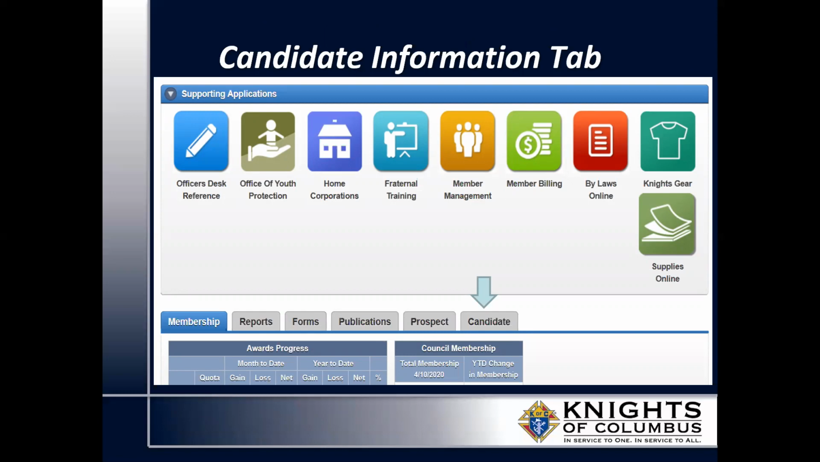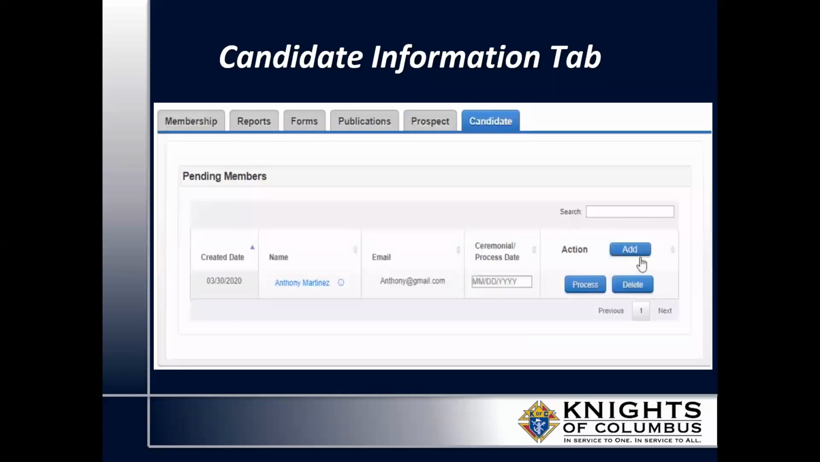So after you sign in to member management, Officers Online, you scroll down the page and you will see a tab titled Candidates. So right next to where we talked about the prospect tab, you would now see a candidate tab. Click on that candidate tab, and if there is anybody already in there, you will see their name. Otherwise, this will be blank, but you'll be able to add information, and I'll show you that.